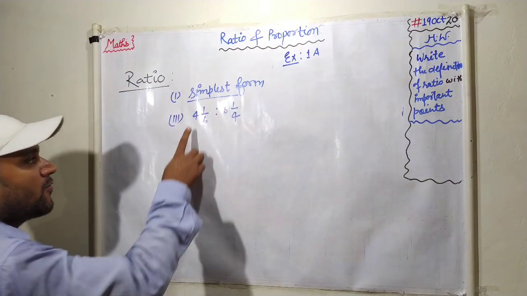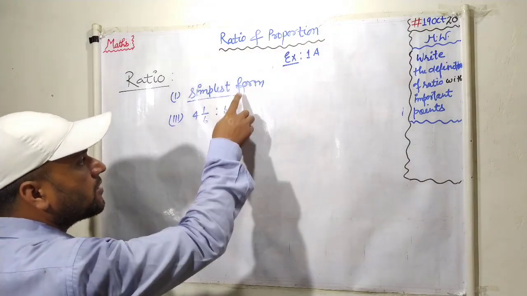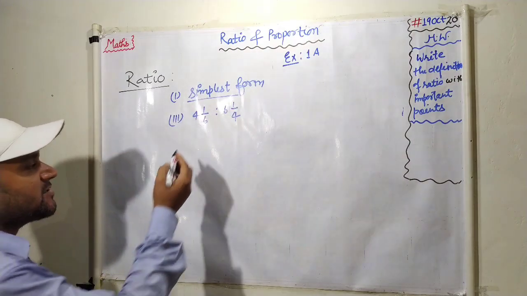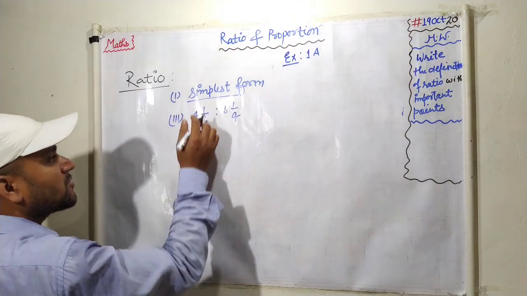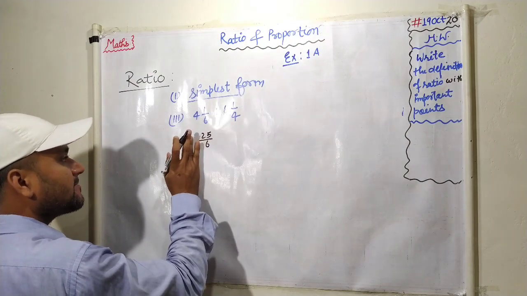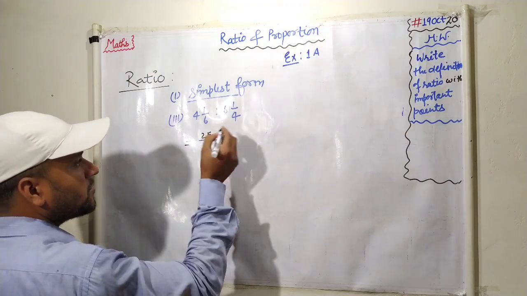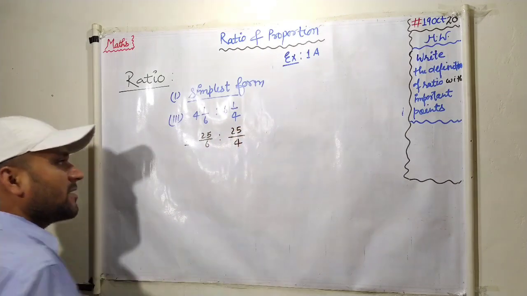First, third, 4 whole 1 upon 6 ratio 6 whole 1 upon 4. Change it into an improper fraction. 6 4s are 24, 24 plus 1 is 25, so 25 by 6. Ratio, 6 4s are 24, plus 1 is 25, so 25 by 4.